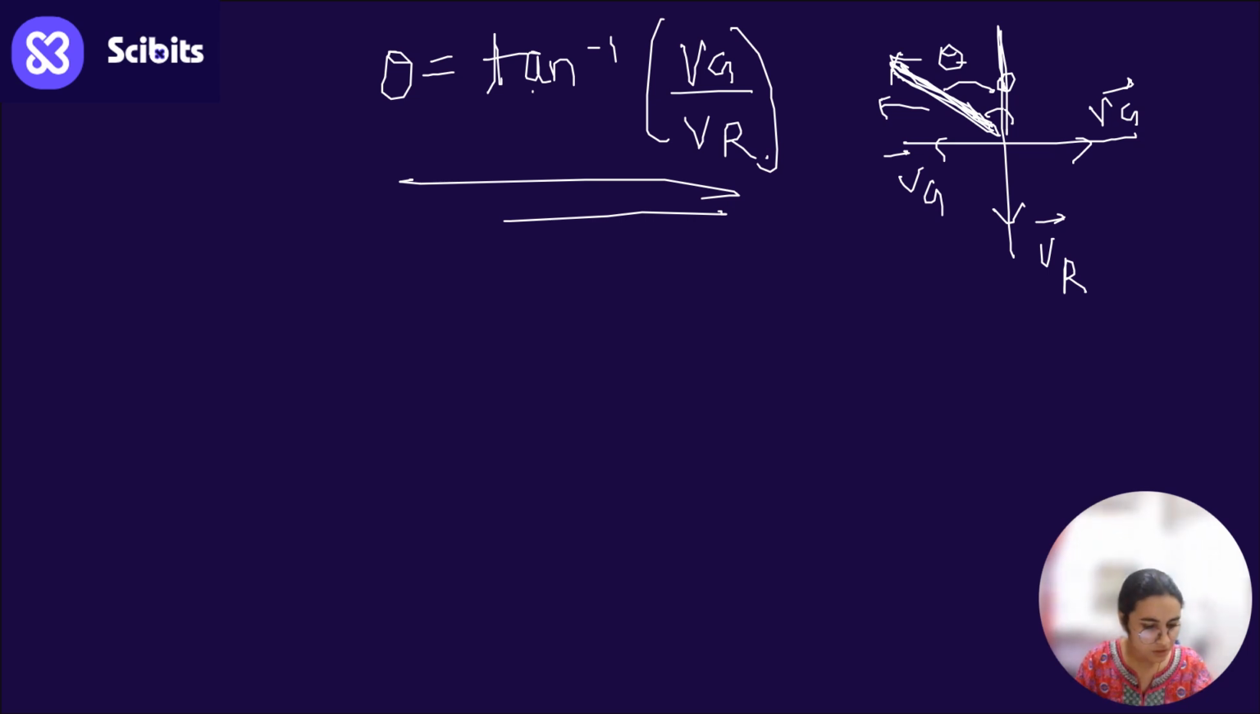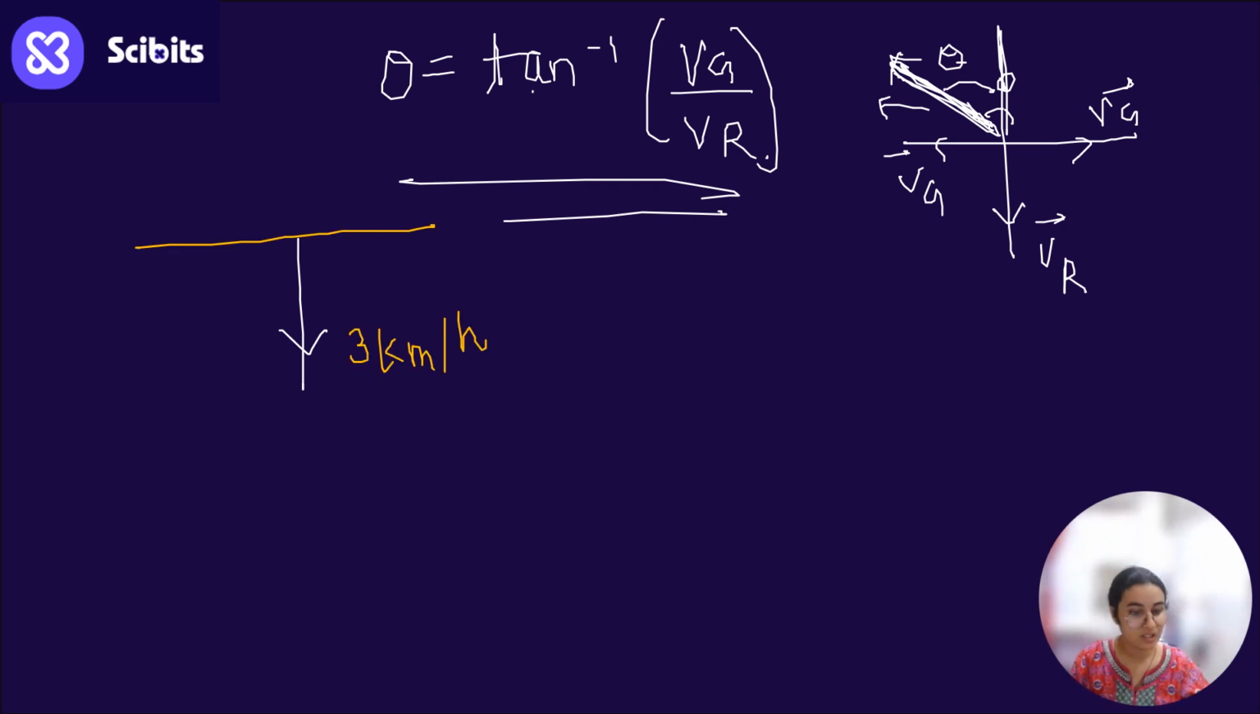So I will just dictate the question. I won't write it because it will take more time. Rain is falling vertically downwards at a rate of 3 km per hour. So the rain is falling in this direction with a rate of 3 km per hour, right? And the person is moving towards the west side. This is west, this is south, north, and east, right? So the person is moving due west with 4 km per hour speed.